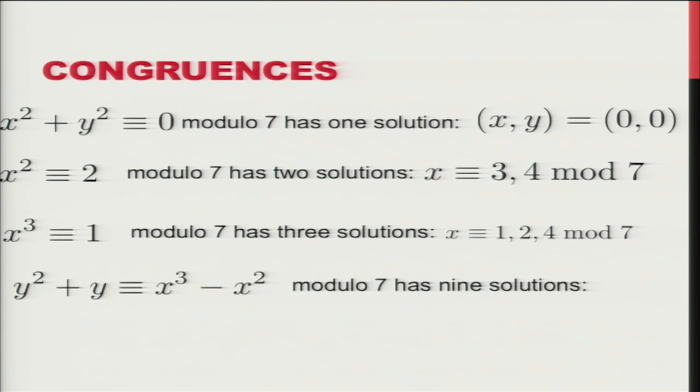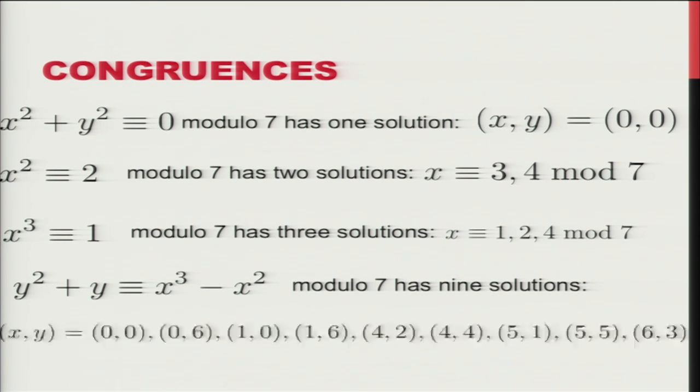I can look at more complicated equations. Here's a cubic equation in two variables, y squared plus y equals x cubed minus x squared. It has 9 solutions modulo 7, which I list here. Again, this is an example I will come back to.